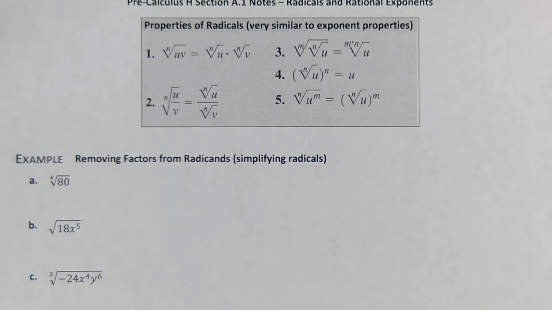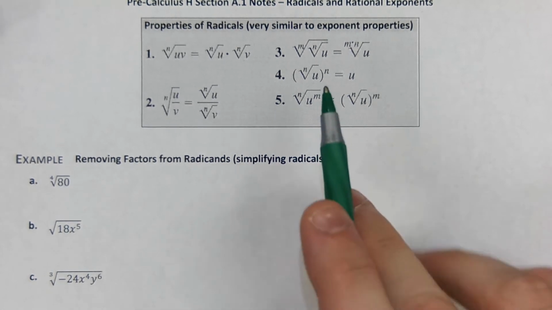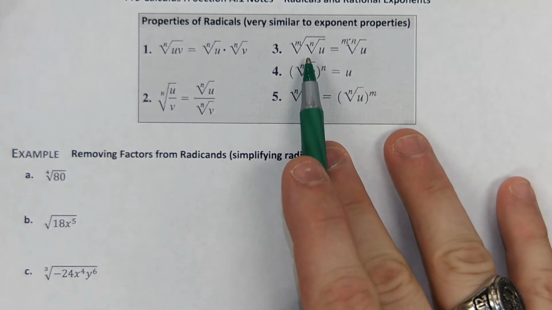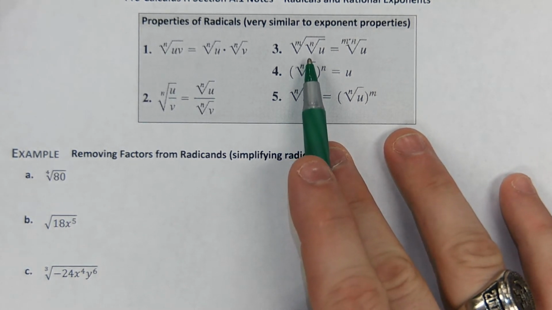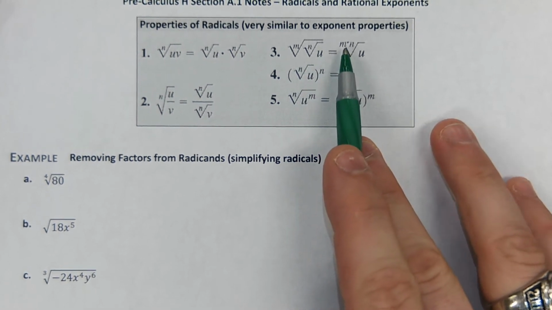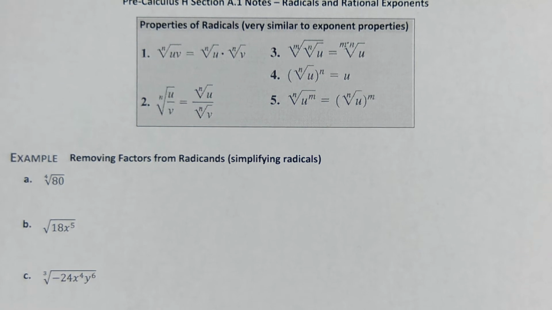Now, rules 3, 4, and 5, they show you some really neat properties of the radicals. This one says, what if you have a radical inside of a radical and they have different indexes? Indices is actually how you'd say that pluralized. You actually get to multiply the indices. So what is the square root of the square root? It's the fourth root. The square root of the third root? It's the sixth root. You get to multiply the indices.